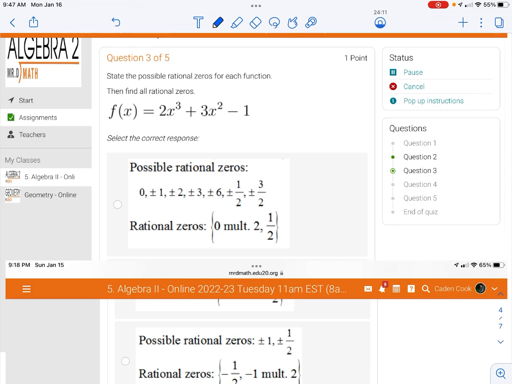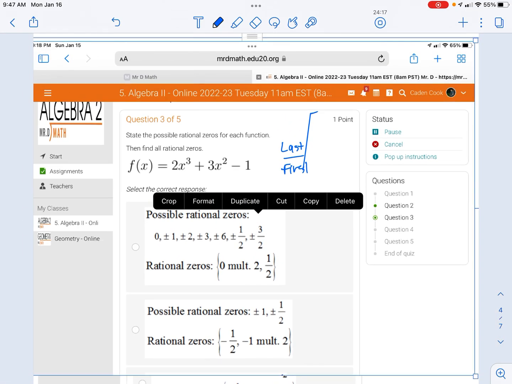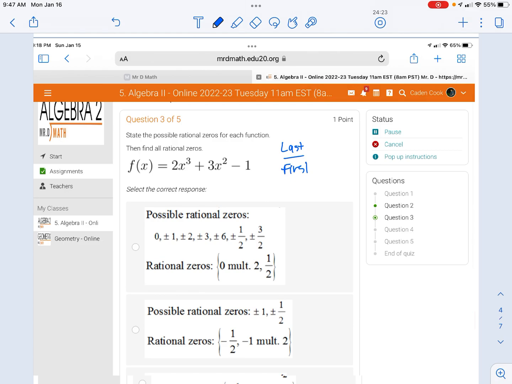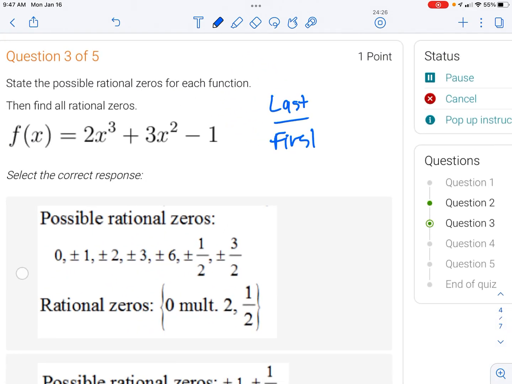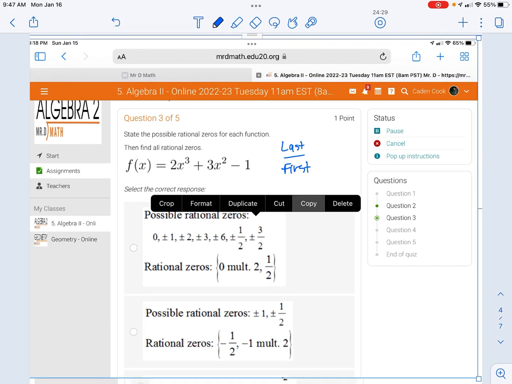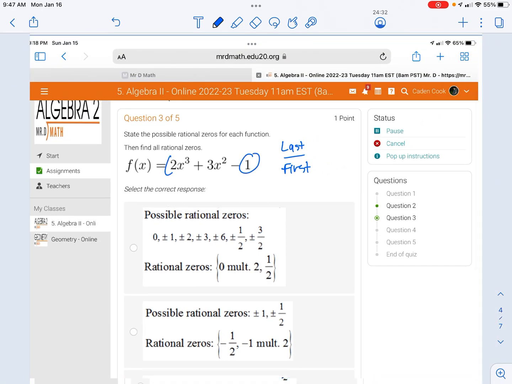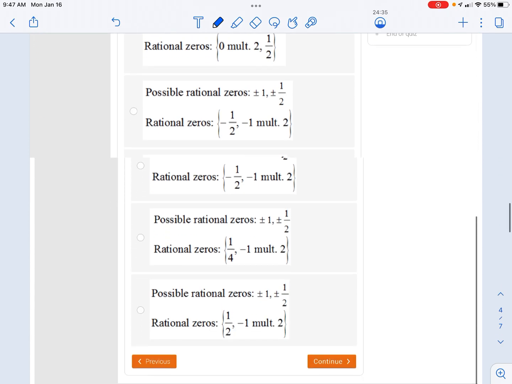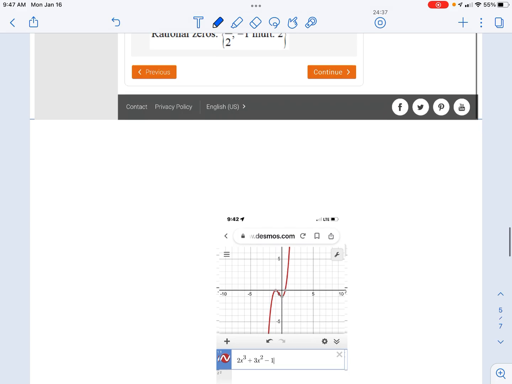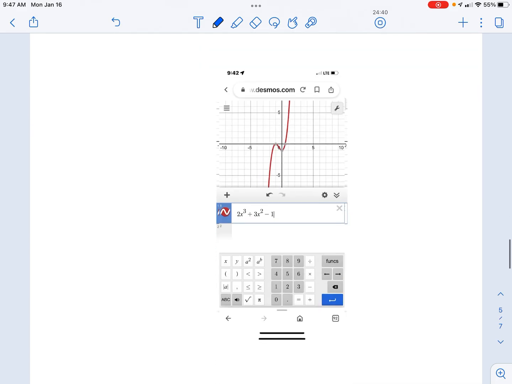So we have 2x to the third plus 3x squared minus 1. Again, we always start with putting the last term over the first term. Let's fix that up. Here we go. And that would be the last one is 1, and the first one is 2. So it's 1 over 2. I'm going to write that down here because we need to find the factors now.